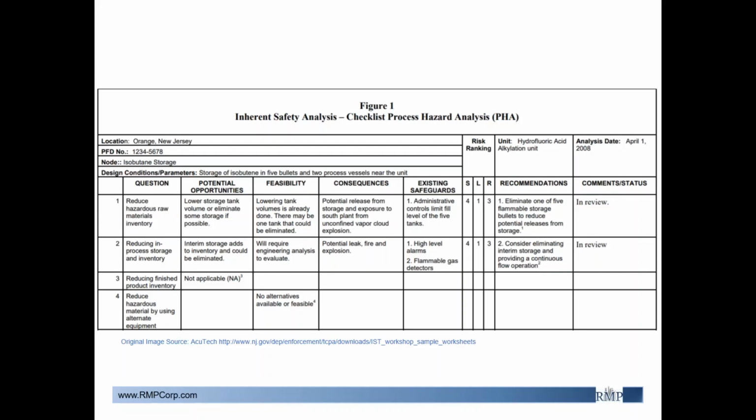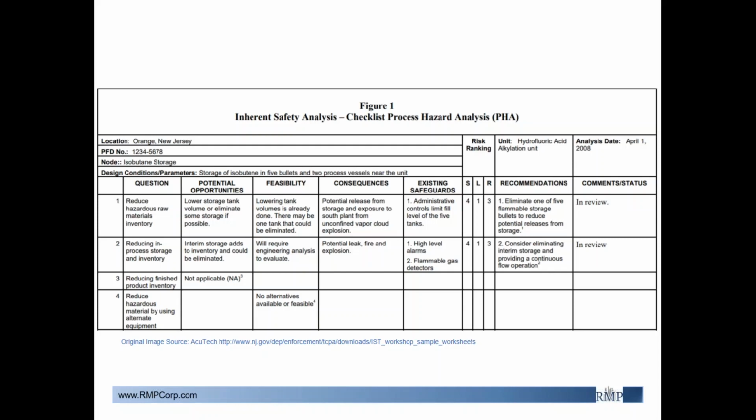So this figure shows a template example of how the checklist questions I mentioned earlier can be incorporated into HAZOP study worksheets. First, the HAZOP facilitator asks the question of the checklist listed in the question column, and then the team brainstorms potential opportunities to implement ISD within the specific HAZOP node. Next, the feasibility of incorporating the ISD can be discussed and documented in the feasibility column. Here you ask, is it possible for your plant to implement this ISD? Is this feasible without introducing additional hazards?